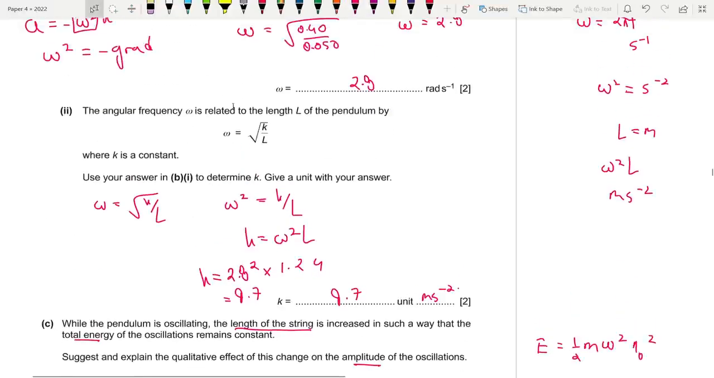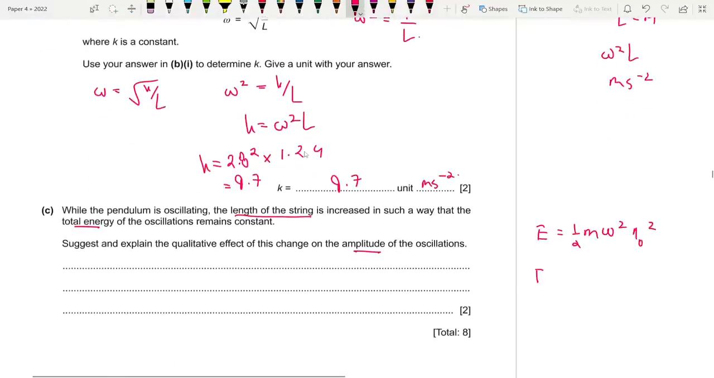So what's the relationship of omega and length? Omega is root over k by l. So omega squared is equal to k by l. So can't we write E is equal to half m k by l times x naught squared? So what happened really? We've increased the length of the string. If you increase the denominator, energy is supposed to decrease, right? So how are you going to keep the energy constant?